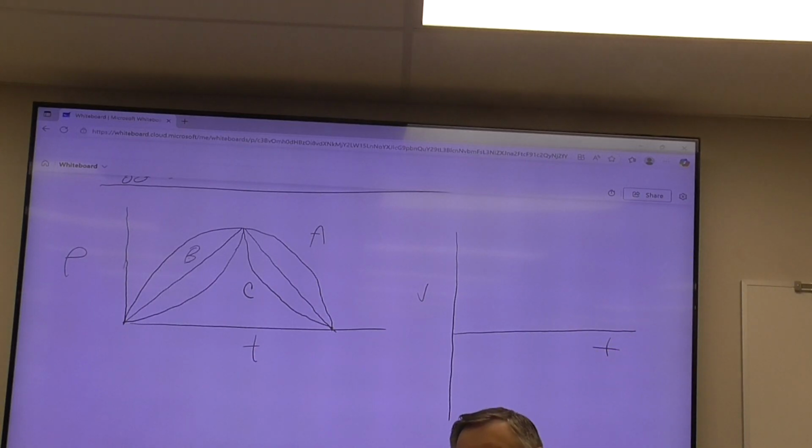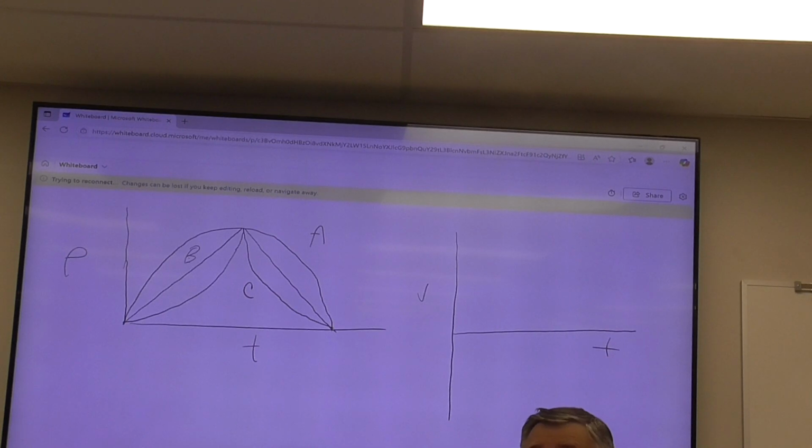Yes, that's it. Why can't it be B? What would B indicate? It's constant. Why is B wrong? Because velocity was changing. Yes. So B would mean that it would go away at a constant velocity, and then it would come back at a constant velocity, okay? That's what B would represent.